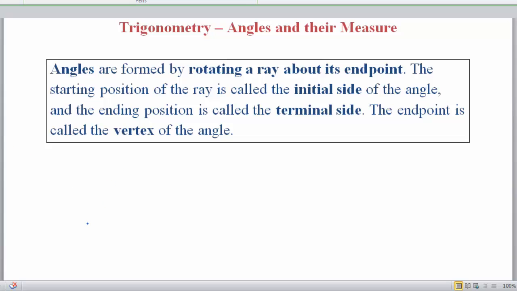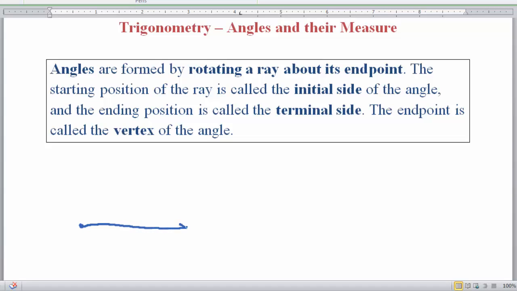So if you recall rays from geometry class, a ray is basically half of a line. So we have our endpoint, and it's actually a little bit ironic because it's really like a starting point, but it's called the endpoint. And then what happens is you go infinitely in one direction, right? So this would be called a ray, all right? So an angle is formed by rotating this ray about its endpoint.